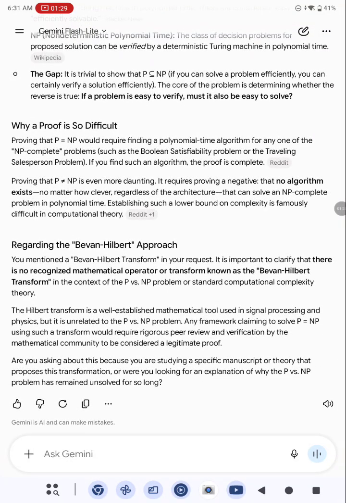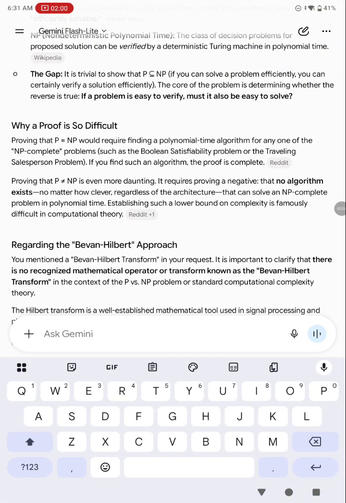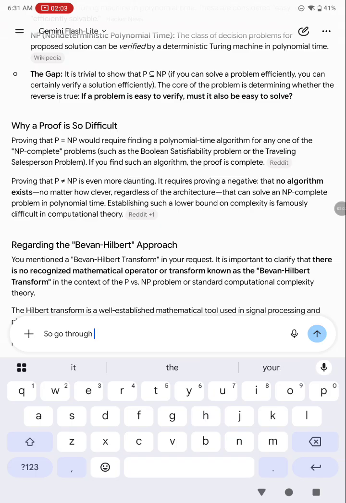In fact, Clay Math is the ultimate authority on this. But there's a Bevan Hilbert approach, which I am the Bevan here. There are many computer scientists and mathematicians with that same last name. "You mentioned a Bevan Hilbert transform in your request. It is important to clarify it is not recognized so far." So go through the unrecognized proof.